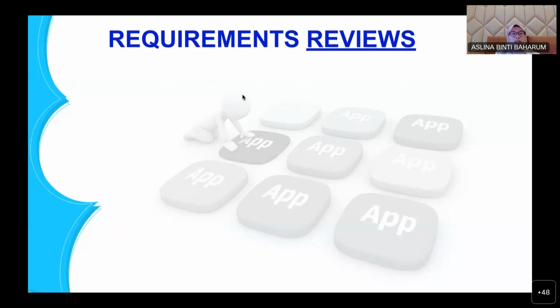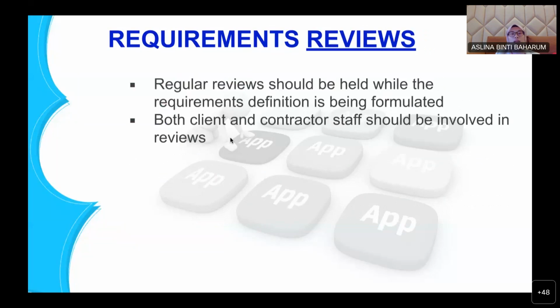Then, requirement reviews again. Regular reviews should be held after you validate. Of course, sometimes one year after you have done the job, you need to review the requirement again, right? It may need to be improved or have features added. So this is what is meant by requirement review. It is not the first review from earlier. This is the review after it is done.